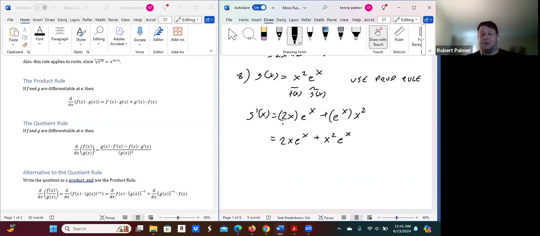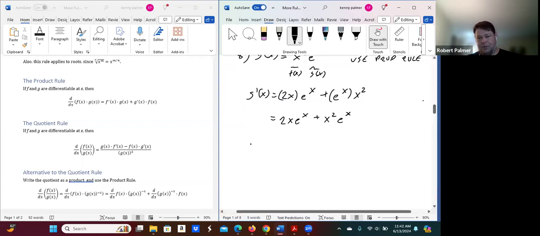And once again, remember what the first derivative gives you is the instantaneous rate of change of this function at whatever x you pick, or here's the slope of the tangent line of the function at that x value you choose. Okay.